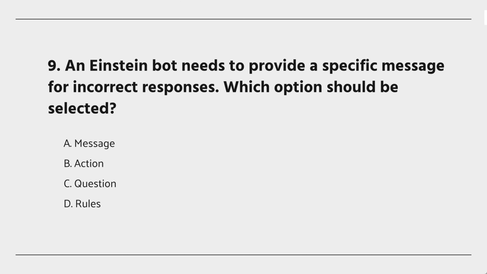So, the correct answer is: the message option in Einstein bots lets you show a specific response when users answer incorrectly, keeping them informed and on track during the conversation.